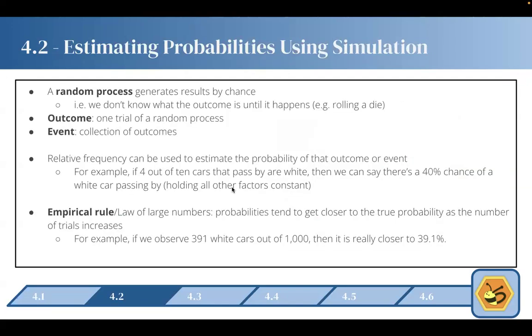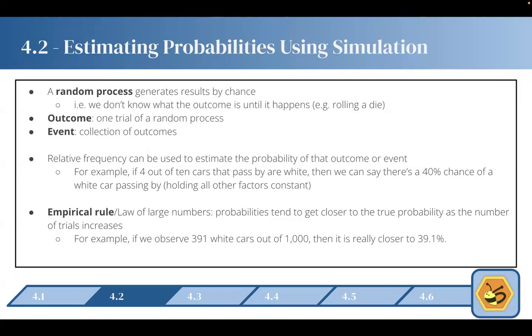4.2. At this point, we want to see if we can actually estimate real probabilities. We can do trees for conditional probability stuff, but first this is just going to start out real basic. A random process is anything that generates some results by chance. In other words, we don't know what the outcome is until it happens. For example, if we roll a die, we don't know what we're going to get until we actually roll that die. Or if we are playing a game of Uno, we don't know what cards are going to be in our hands until they are actually shoved into our hands. That's what a random process is.